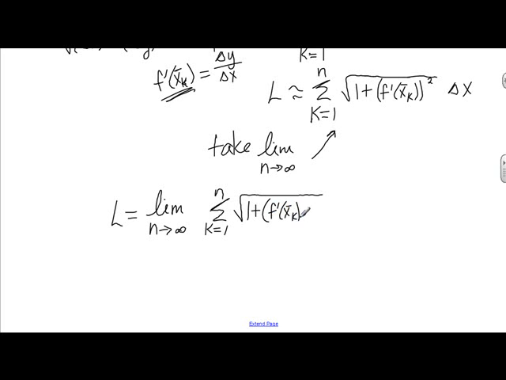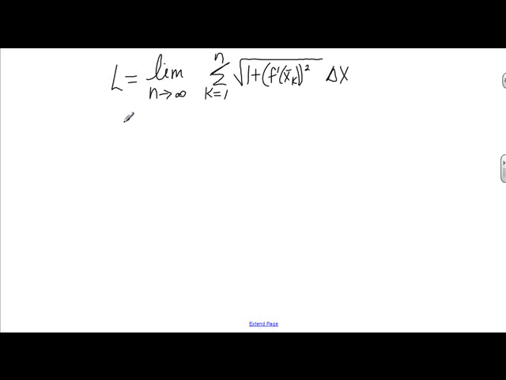And then when we have a limit of a sum, we recognize that as a definite integral. So the length of a curve can be calculated by finding a definite integral over the interval from a to b of the square root of 1 plus f prime of x squared dx.